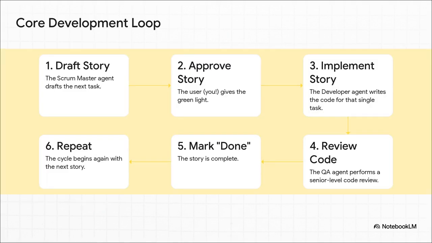And this is that core loop. It's simple. The Scrum Master drafts a small, manageable task, a story. Then you, the user, give it the green light. The developer agent jumps in and codes just that one story. Then the QA agent gives the code a solid review. Once it passes, you mark it done, and the whole cycle just starts over again with the next task. It's methodical, it's predictable, and you're in control.